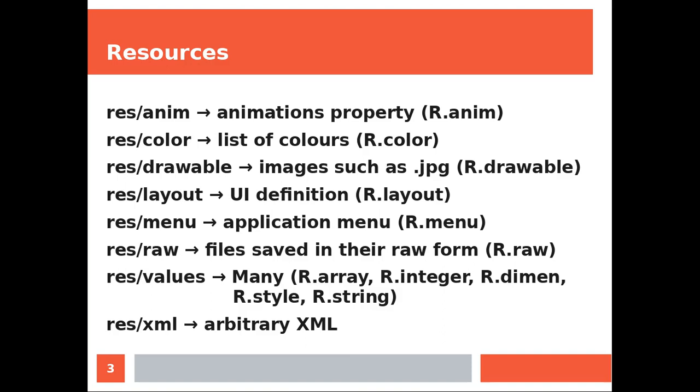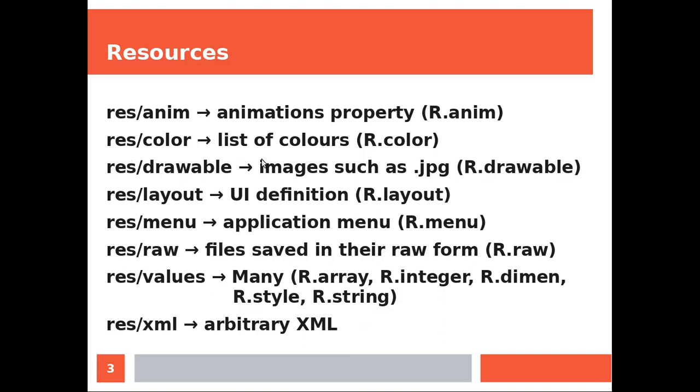So under the res folder, you're going to find a bunch of subdirectories, each one of them containing XML files that are going to describe the kind of resources that we are managing. So for example, the anim subdirectory is going to describe animation properties. And you're going to be able to retrieve this information by analyzing the R.anim class. The color subdirectory is going to describe a list of colors. And you're going to be able to retrieve this list by analyzing the R.color class.